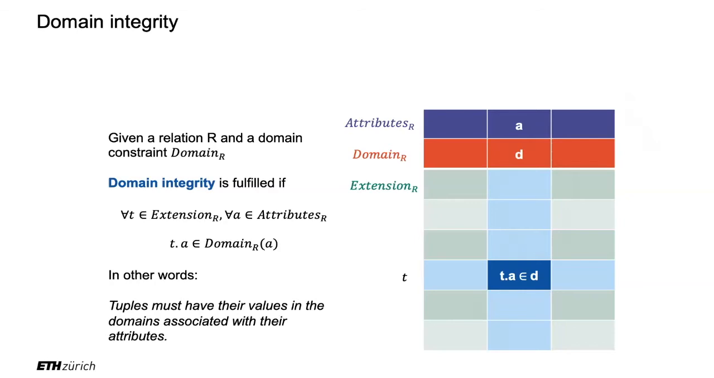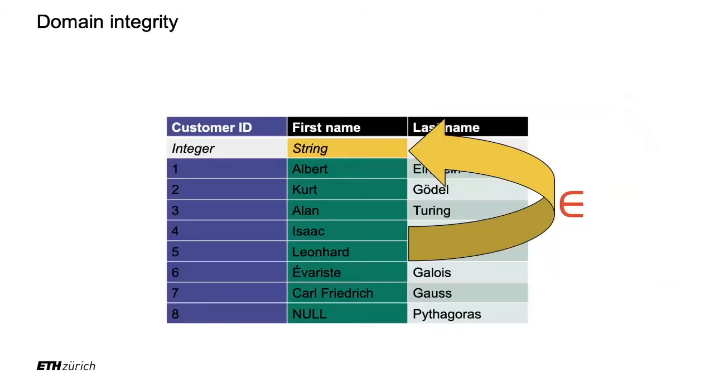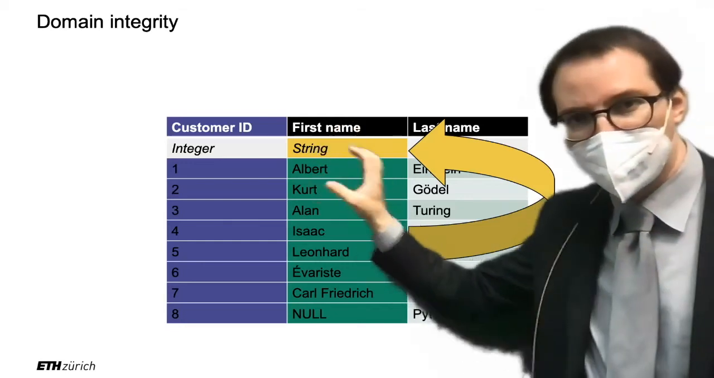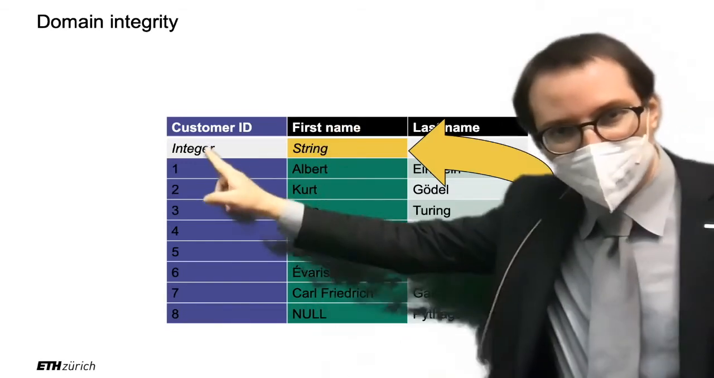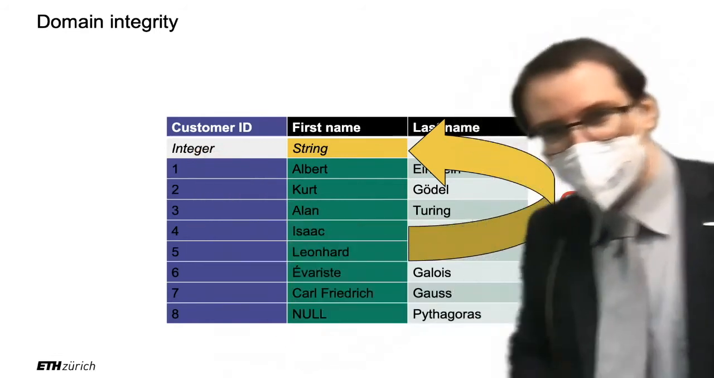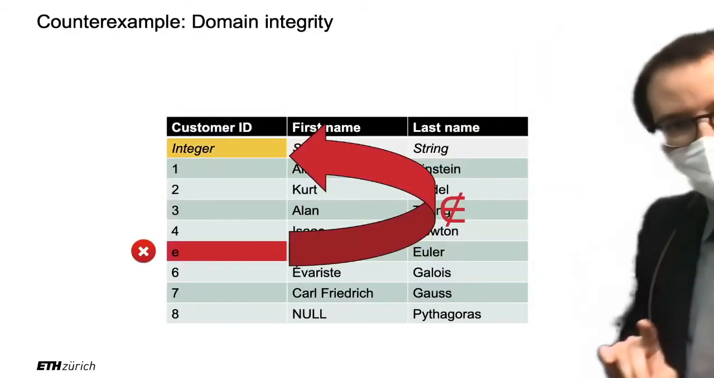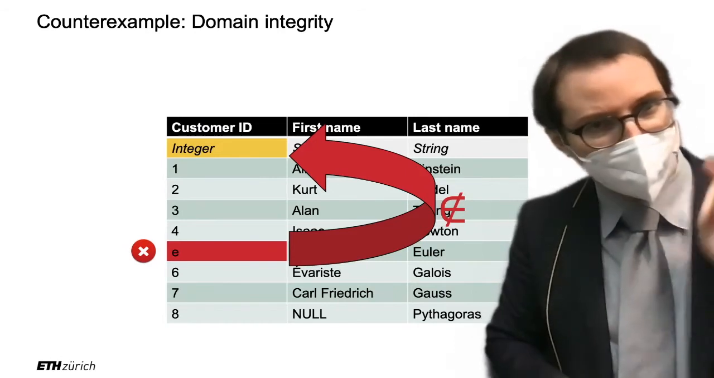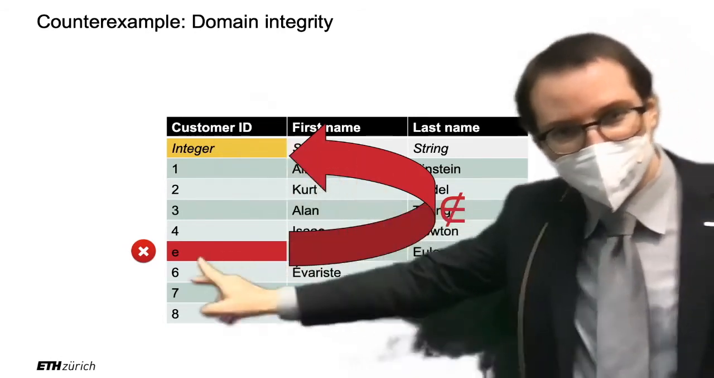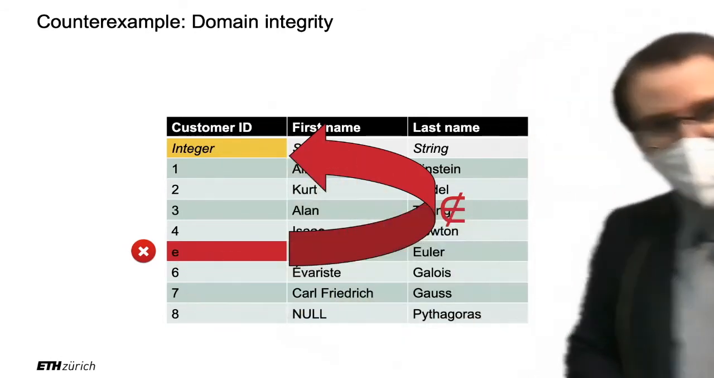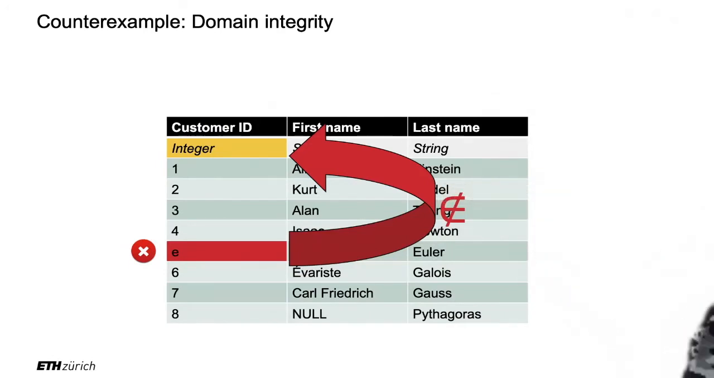For whom is that clear? It's really just checking the types of the values. Okay, so this is what we check really. For example, first name must be a string. Are these all strings? Customer ID must be an integer. Are these all integers, right? These are counterexamples where domain integrity is not fulfilled. Customer ID must be an integer. This is not an integer, right? So this is a case where it's broken.